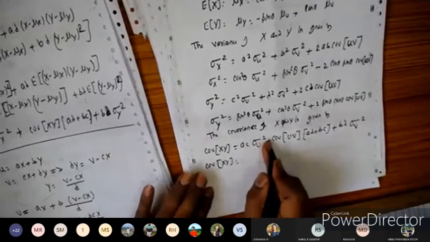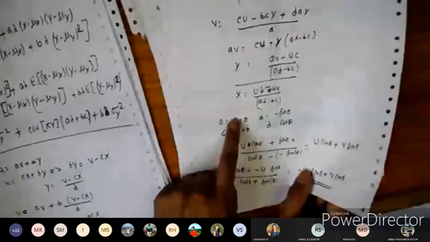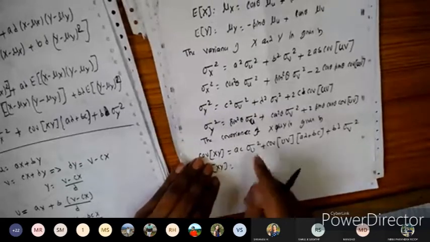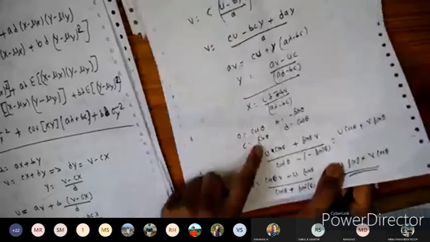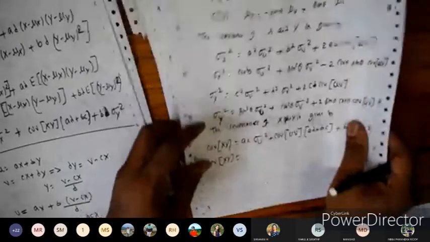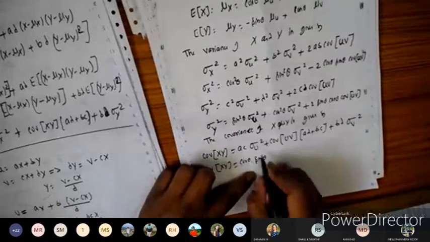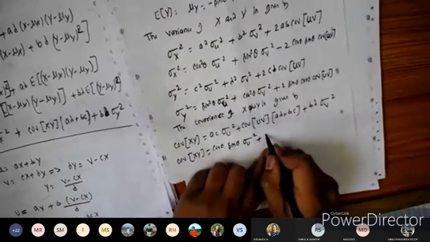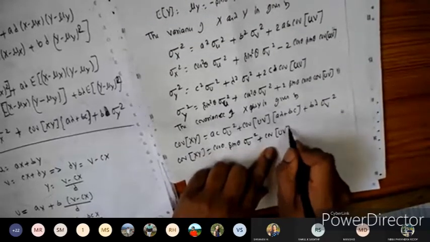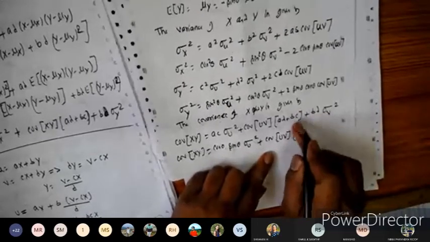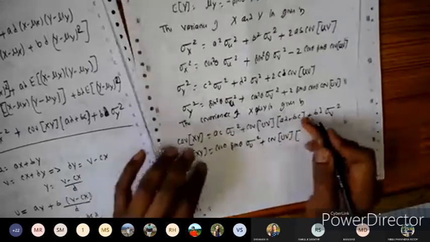Now let us substitute for A and C. A is nothing but cos theta and C is nothing but sin theta. So A into C is cos theta into sin theta. So cos theta into sin theta into sigma u square plus covariance of u and v into AD plus BC. Now AD minus BC is equal to 1, but AD plus BC is something different here.